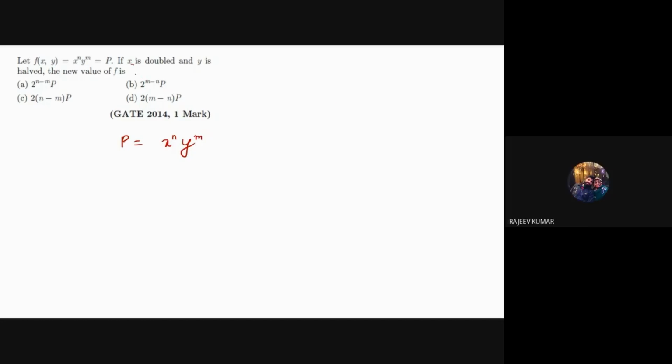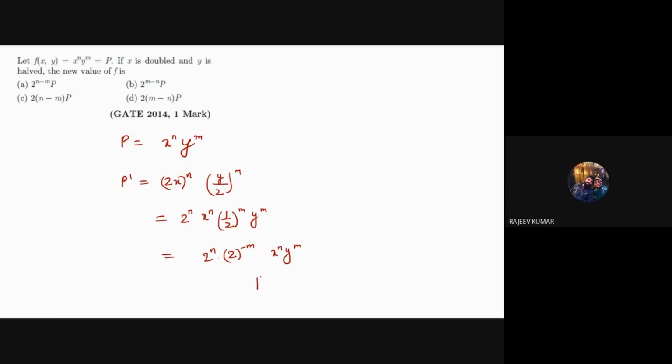Yes. So if x is doubled, so it becomes 2x. So p dash will be 2 into x raised to n. Y is halved, so it will become y by 2 raised to m. Right. So if you take it out, 2 raised to n, x raised to n, 1 by 2 raised to m, y raised to m. So this will become 2 raised to minus m, x raised to n, y raised to m.